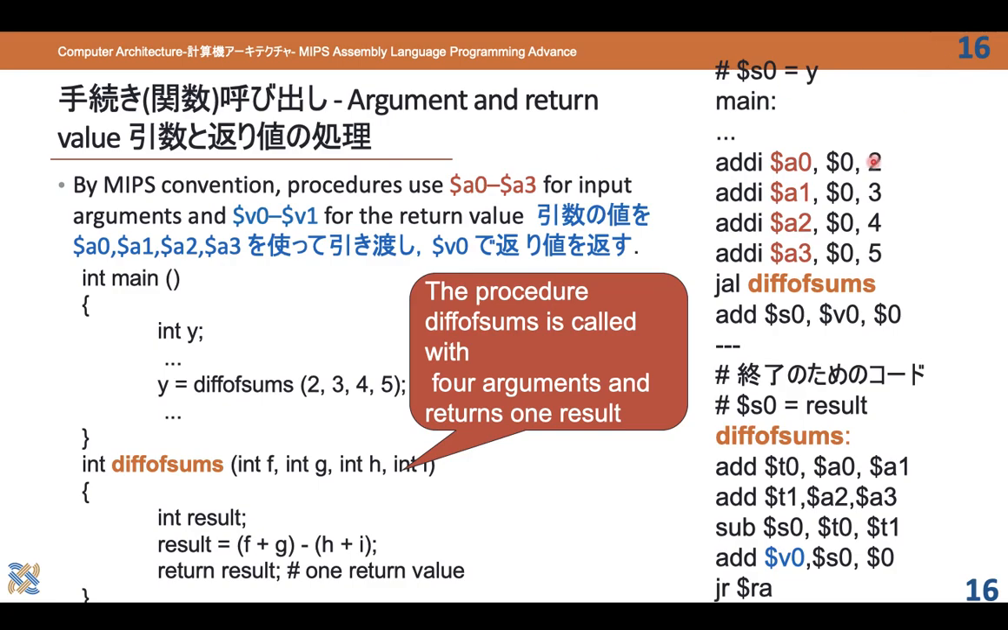Well, here is another example of high-level code. From the caller, we call a callee, the name is diff of sum function, with 4 parameters. They're called arguments. Okay, so the callee receives the 4 arguments and returns one result to the caller. Well, so let's have a look at the MIPS code. So this is the part that says addi a0, a1, a2, and a3. It consecutively gets 2, 4, and 5.